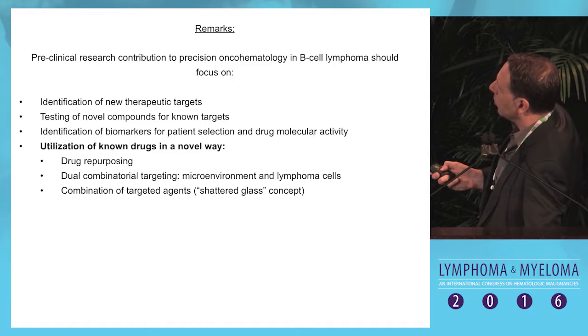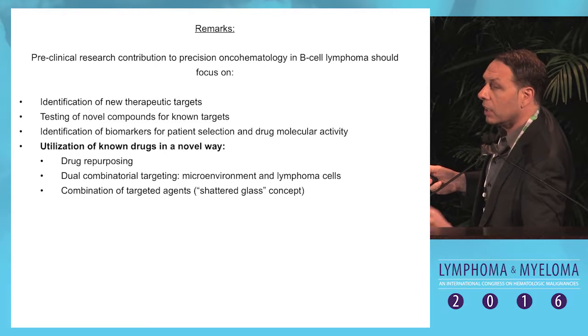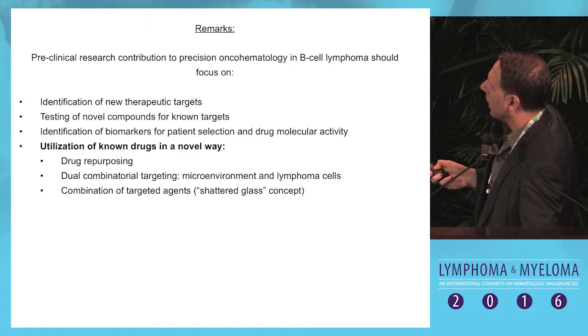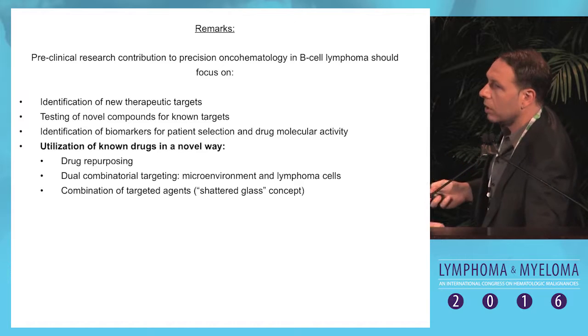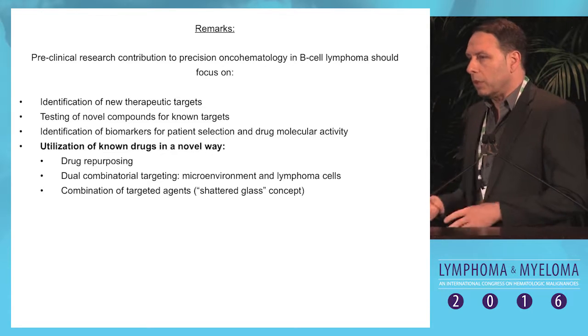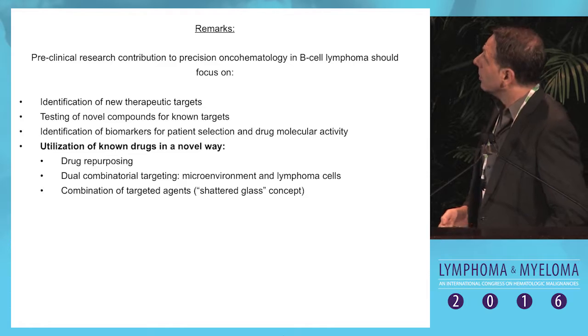Another strategy is to target both compartments therapeutically, the lymphoma cell and the microenvironment, trying to break the bidirectional communication there. And there is the combination of broad and restricted targeted agents that I showed before with HSP90, ibrutinib, and so on. So that's it.